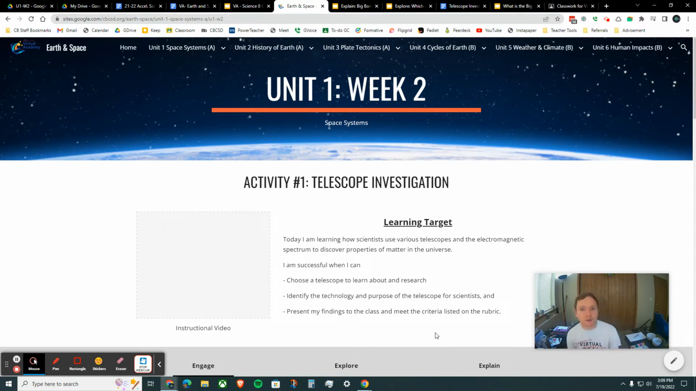So our learning target for this activity is to learn how to use different telescopes, and really this isn't quite up to date anymore because now there's the James Webb Space Telescope. I don't know if you've heard of that. It just started sending back really cool pictures, but I don't think that's on here, but all the other ones are. So we're going to learn about how these telescopes use the EM spectrum to look for different properties of matter in the universe and gather some of that data.